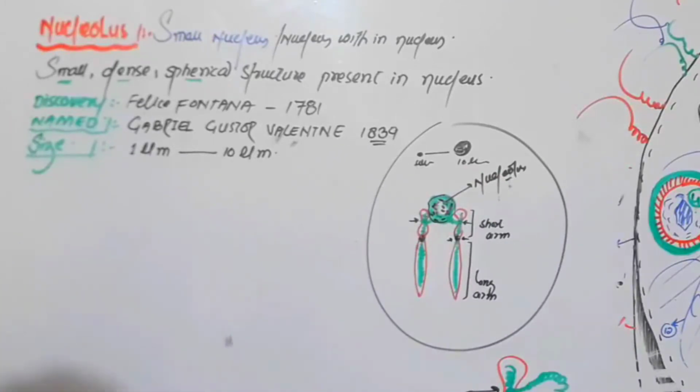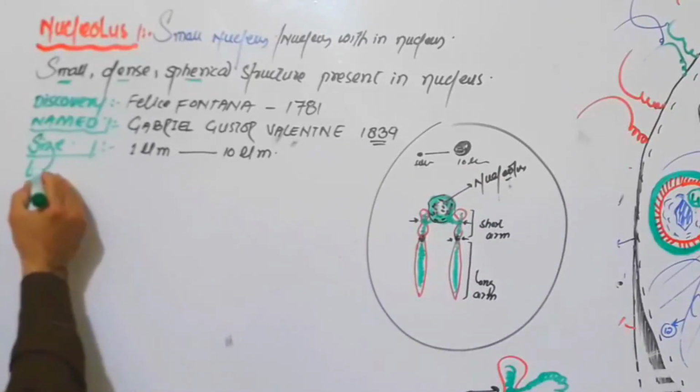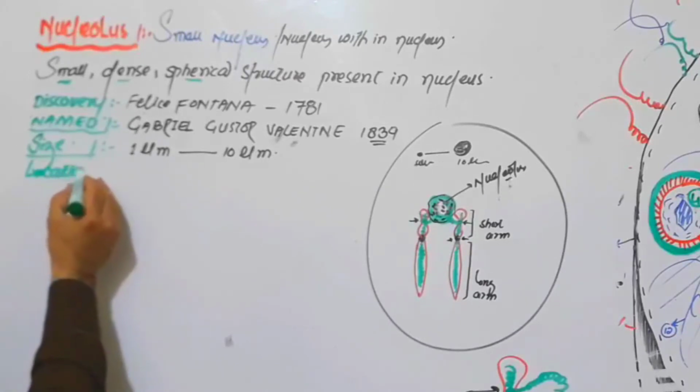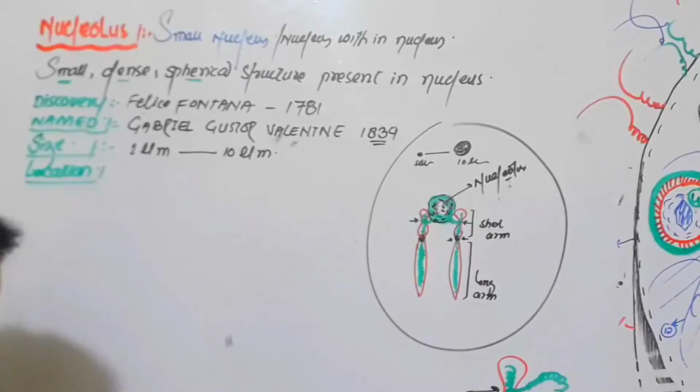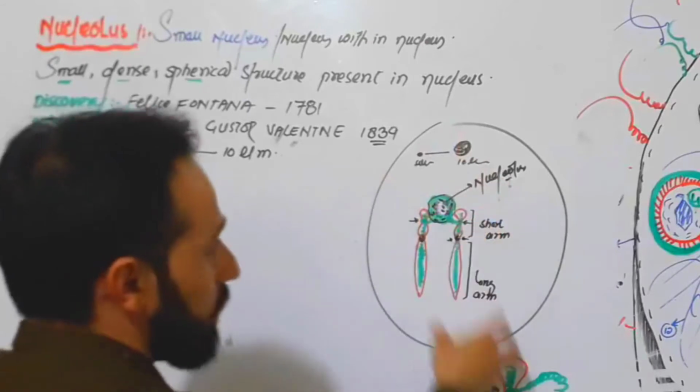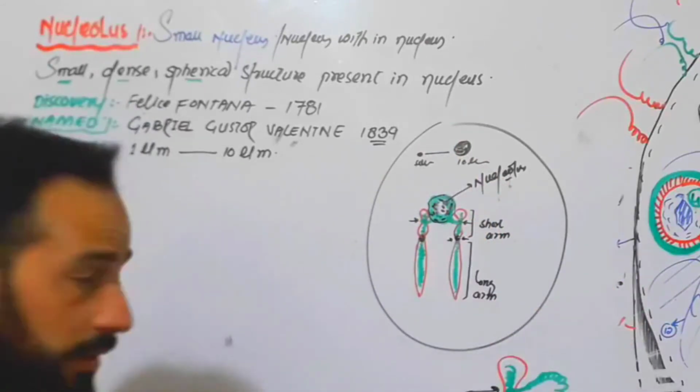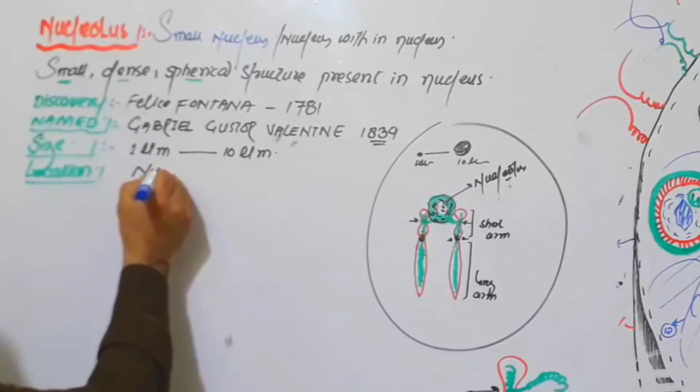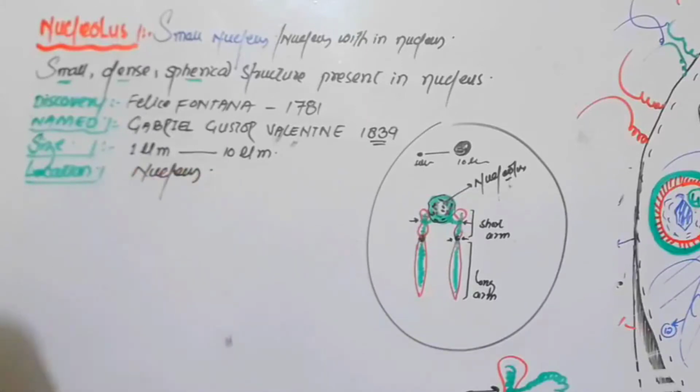Then what is its location? Where is the nucleolus present? Location. As you can see, the nucleolus is always present in the nucleus. So it is located inside the nucleus, right?